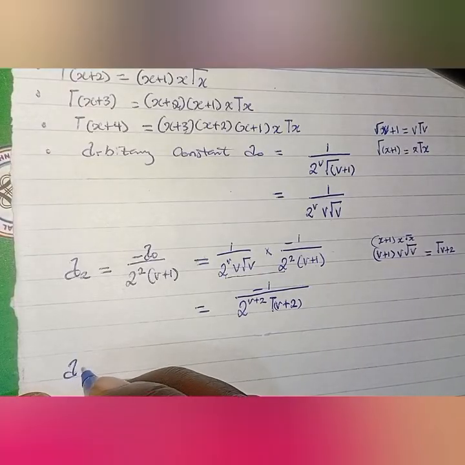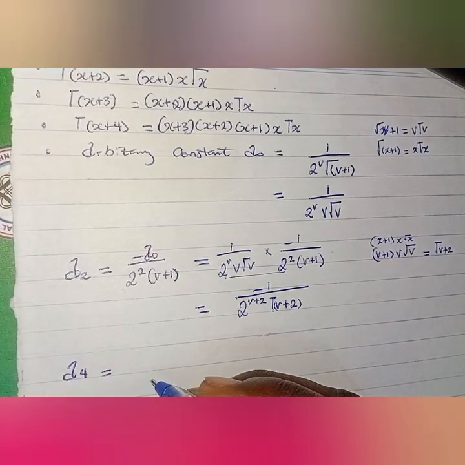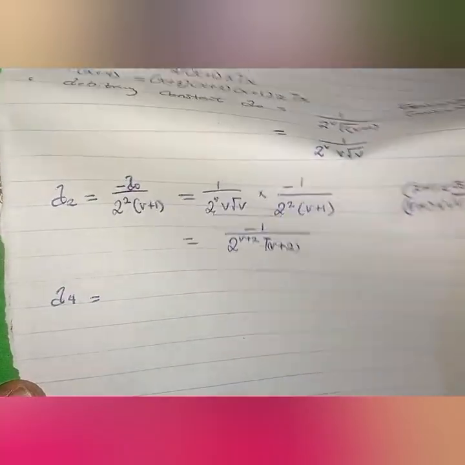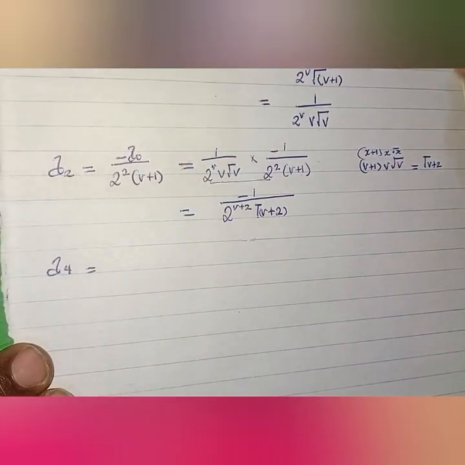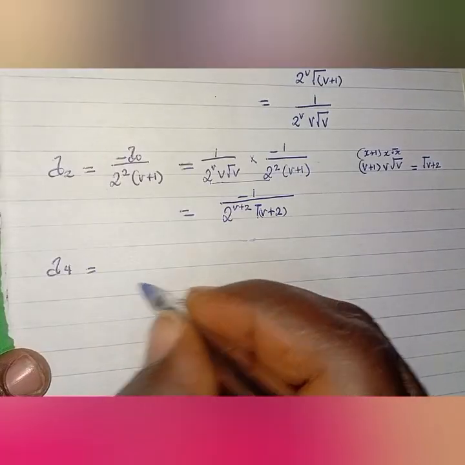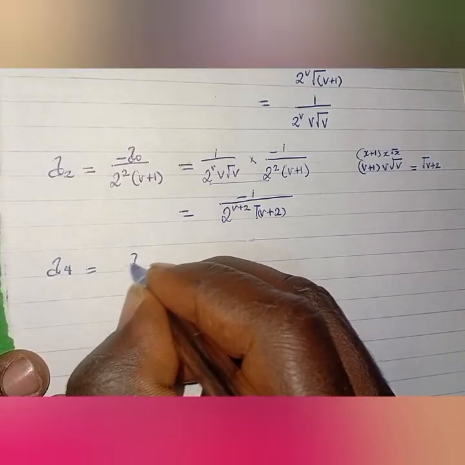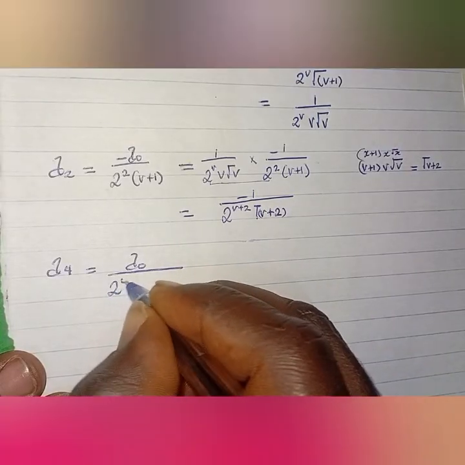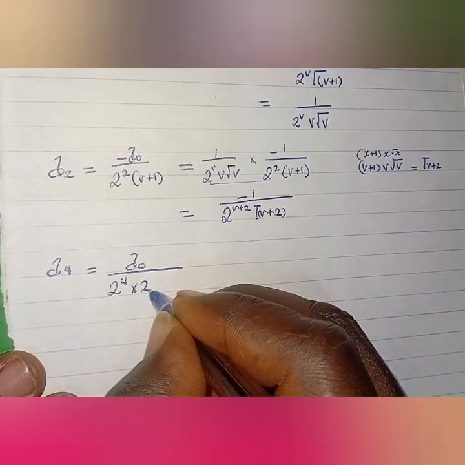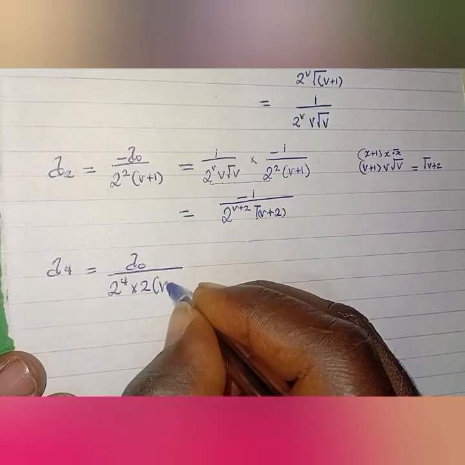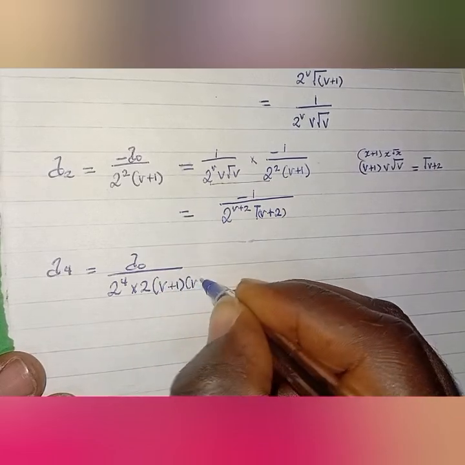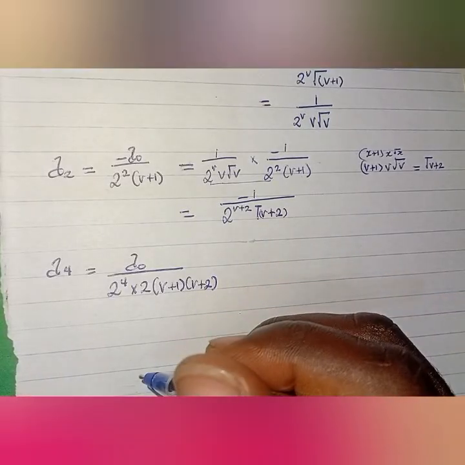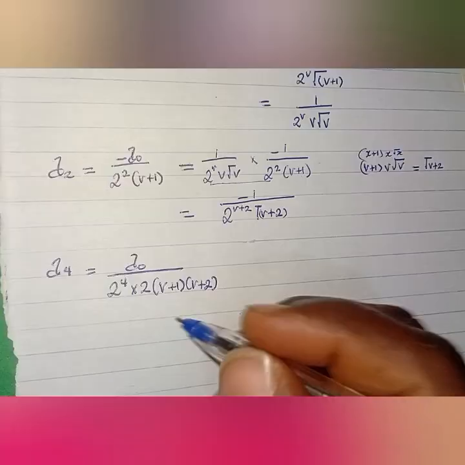Now for the value of a4, from the last video we got a naught over 2 raised power 4 multiplied by 2 in brackets of v plus 1, v plus 2. This is what we obtained from the last video from Bessel equation.